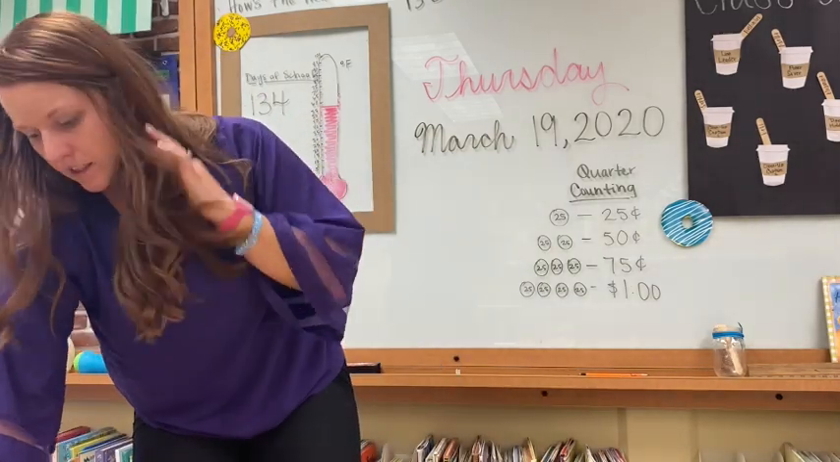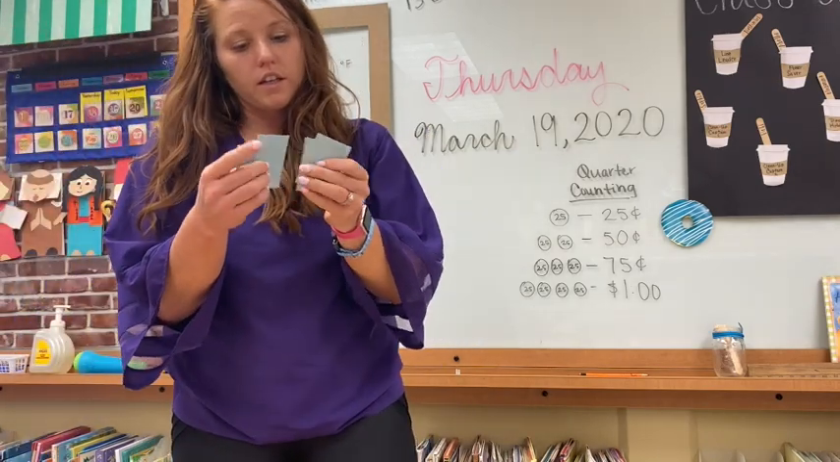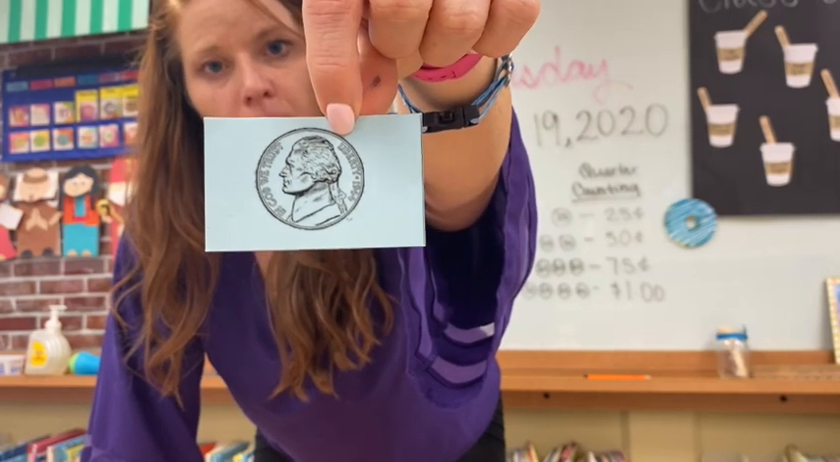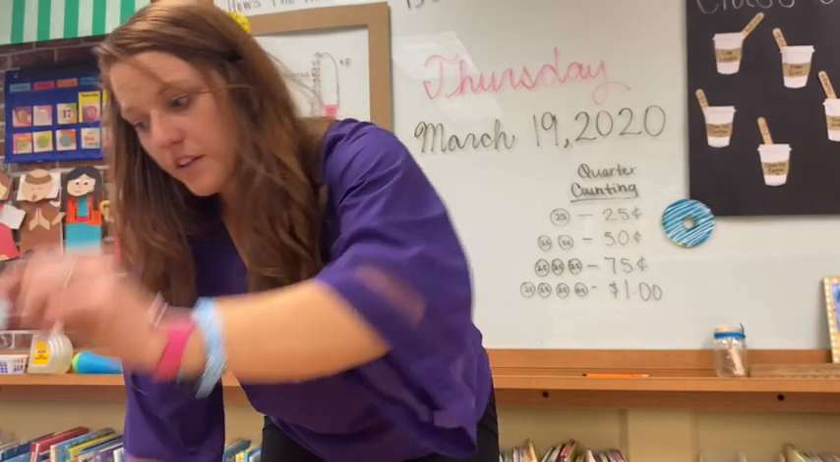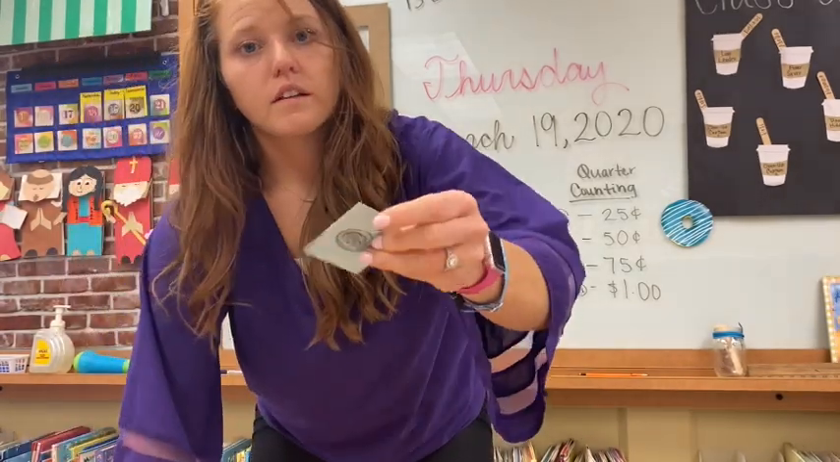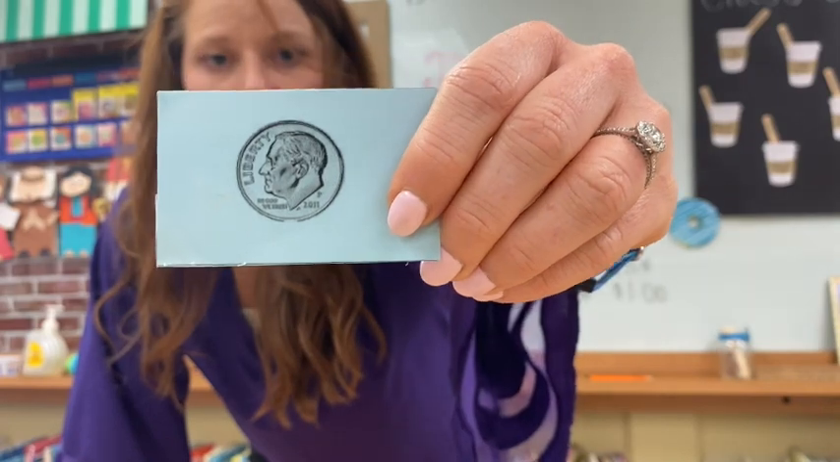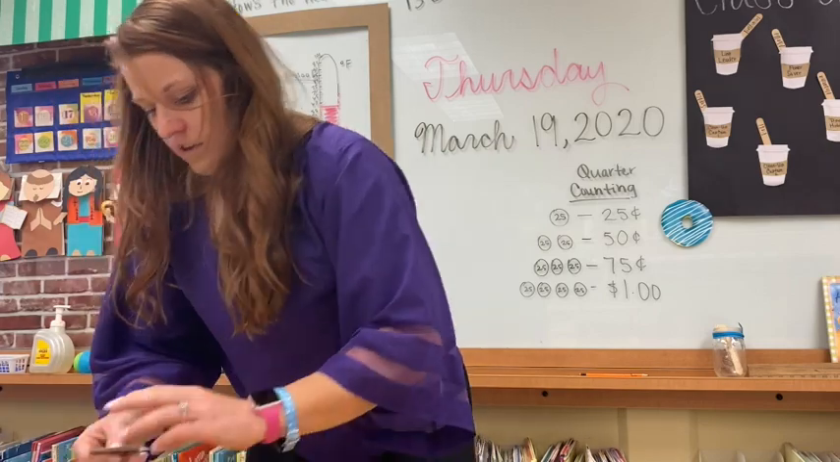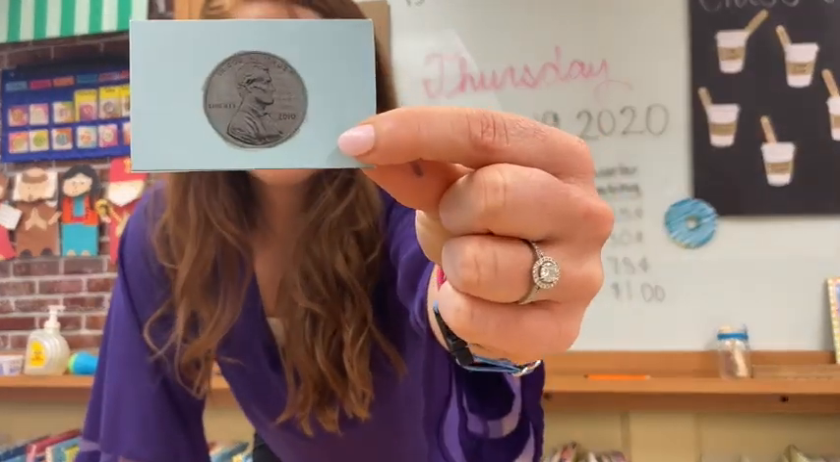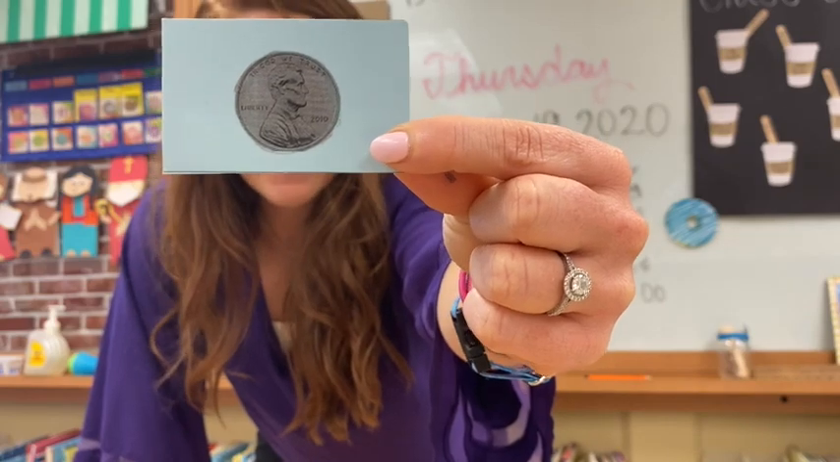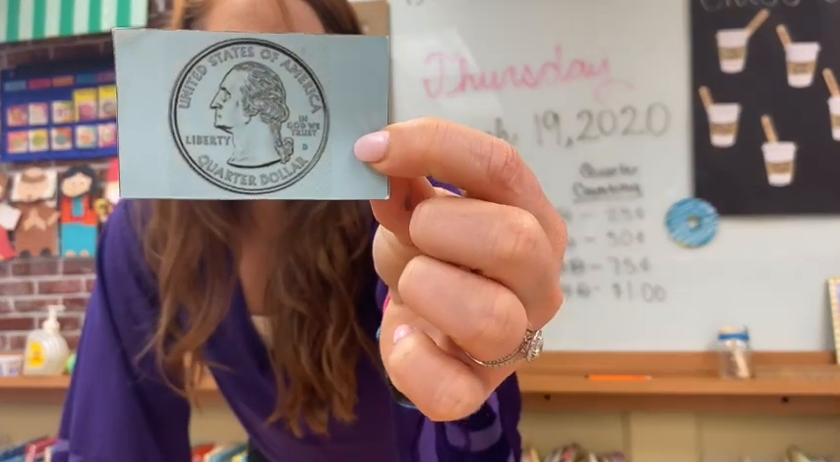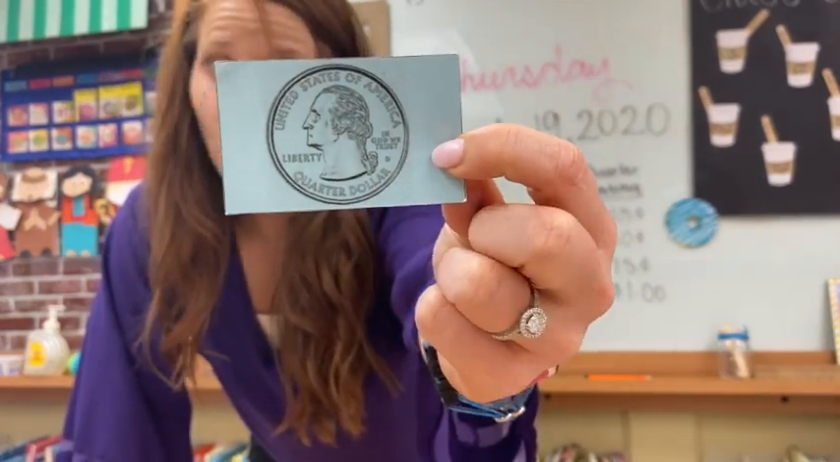Let's do money. How much is this coin worth? That's a nickel. It's worth 5. How about this one? It's a dime. That's worth 10. And this one? It's a penny. That's worth 1. And this one? That's a quarter. 25 cents.